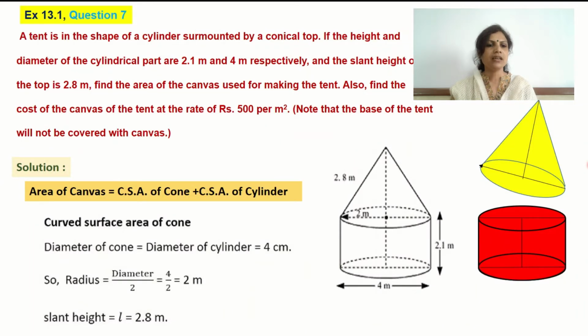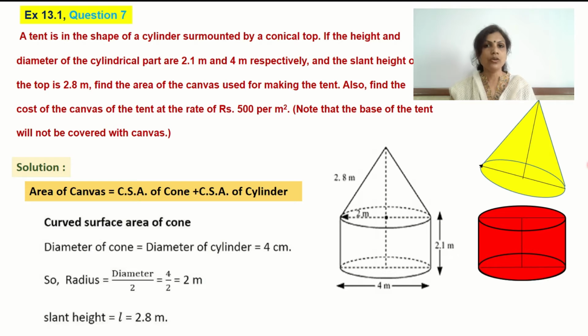The question is, the tent is in the shape of a cylinder surmounted by a conical top. If the height and the diameter of the cylindrical part are 2.1 meter and 4 meter respectively, and the slant height of the top is 2.8 meter, find the area of the canvas used for making the tent. Also, find the cost of the canvas of the tent at the rate of rupees 500 per meter square.